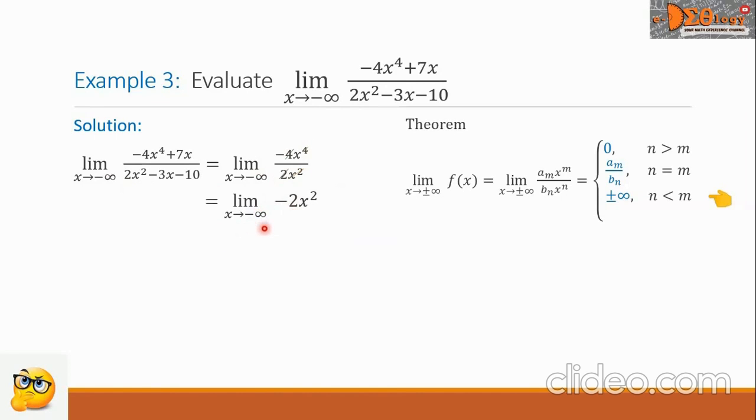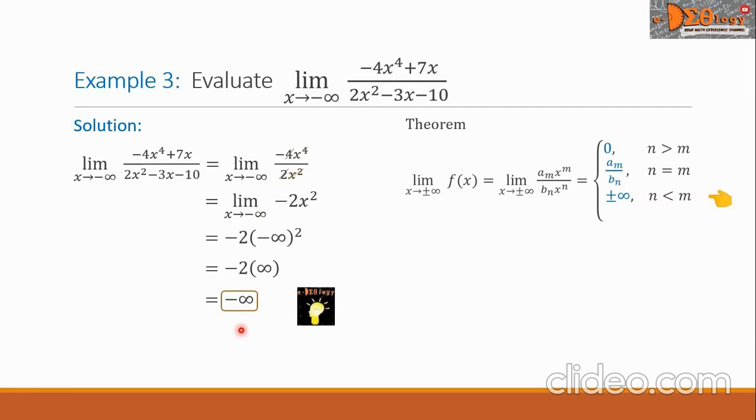Considering the negative infinity as a common number, we can substitute this negative infinity to the x here. So we have negative 2 times the square of negative infinity. The square of a negative number is positive, and if we multiply a positive number with a negative number, which is negative 2, the answer will be a negative number. So our final answer here is negative infinity.